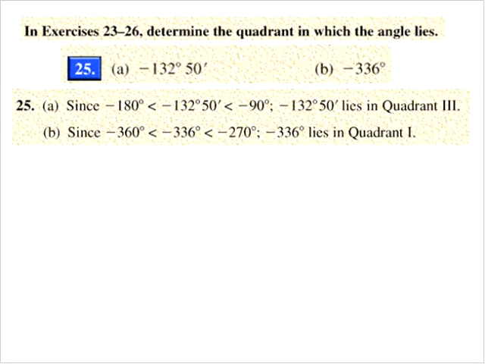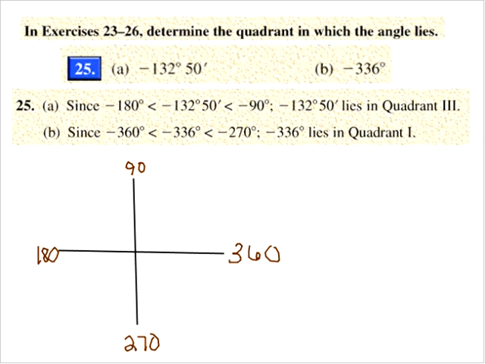All right, determine the quadrant in which the angle lies. Again, it's helpful if you think of your degrees. So 90, 180, 270, and 360. All right, I would make these positive so it's a little easier to look at. Remember, one time around a circle is 360 degrees. So if I were to add 360, you'd get around 228 degrees.